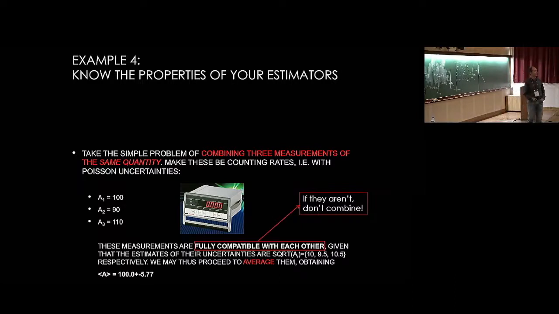What is the combination of 3 Poisson counts? You just have to compute the average of them, right? Because the maximum likelihood estimate of the combination of these 3 numbers is, in fact, the mean. And you can do that, and you obtain this number. This is the average of the 3 numbers with its uncertainty.